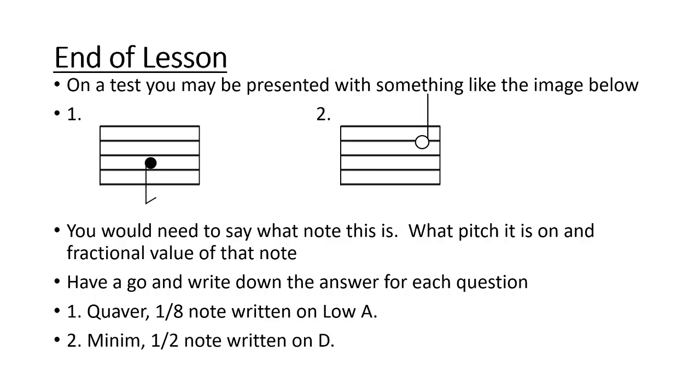It's a minim, because it's a hollow note head with a stem, and it's a half note, because the semibreve was the whole note. We worked our way down, the next note down was a minim, so a half note, and it's written on D. So here was G, A, B, C, D, and that's it there.